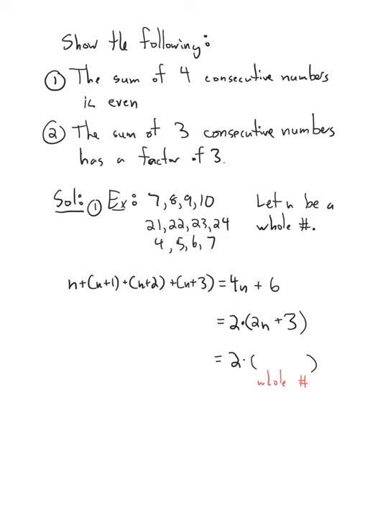So with number 2, I'll let you guys try this, but I'll just give you a little hint. So we want to show that it has a factor of 3. So rather than it being even, remember, even is just a way of saying it has a factor of 2. So if it has a factor of 3, I should be able to write it as 3 times some whole number. So pause the video now, try to write the sum of 3 consecutive numbers, and try to do the arithmetic to show that indeed you get a factor of 3 in the sum.